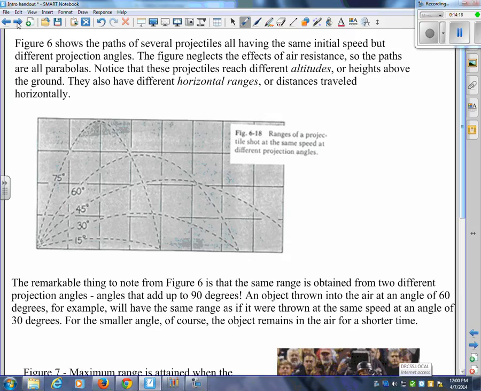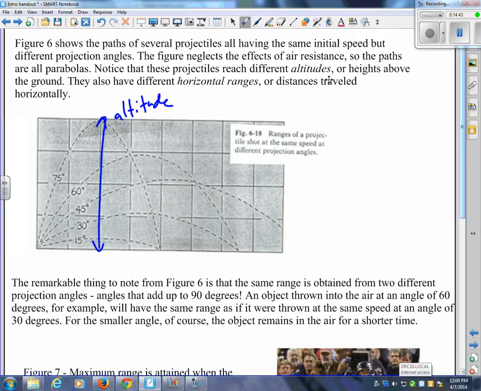Figure 6 shows the paths of several projectiles all having the same initial speed but different projection angles. The figure neglects the effects of air resistance, so the paths are all parabolas. Notice that the projectiles reach different altitudes. That's this one here, Mike. That's referred to as the altitude, or heights above the ground. They also have different horizontal ranges, or distance traveled horizontally.